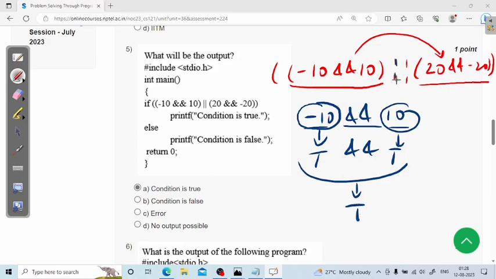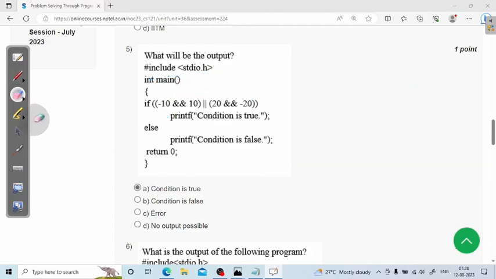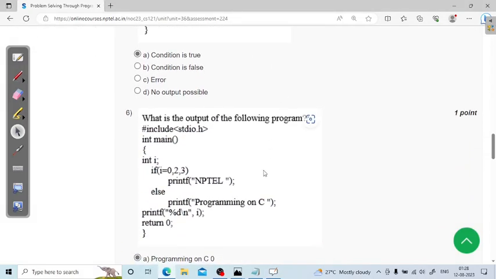And as we have the OR operator here and we have got the result here as true, it will not go to this side, it will directly consider the complete statement as true and it will print out the true section. So the answer for this question is condition is true. Okay, let's move to the next question.